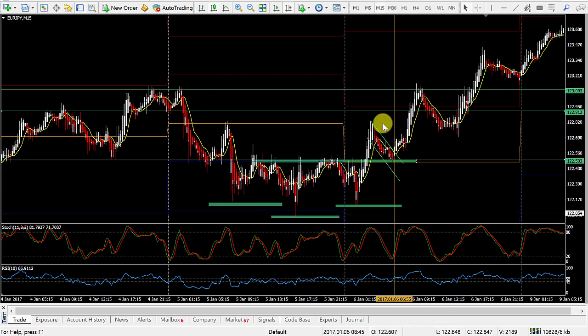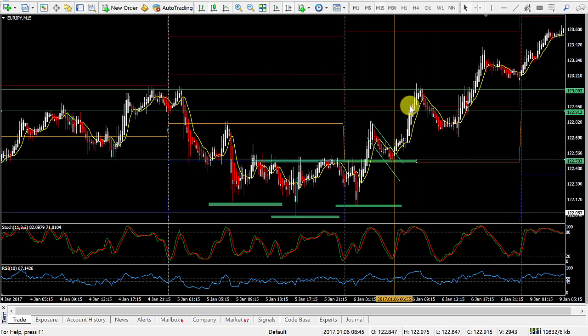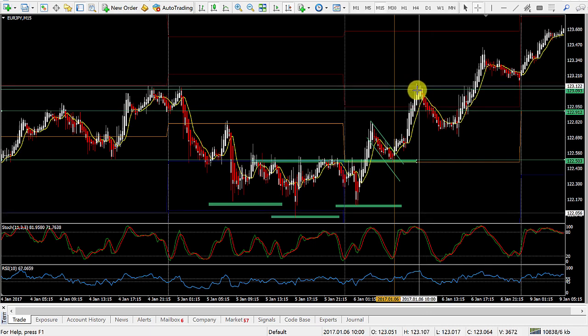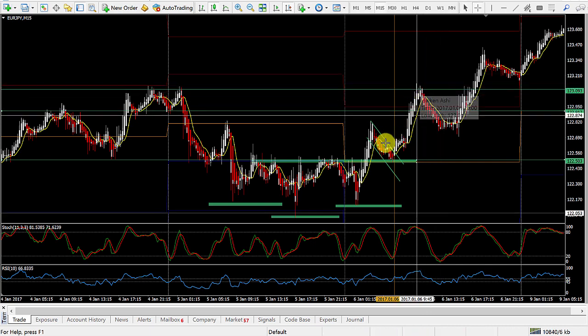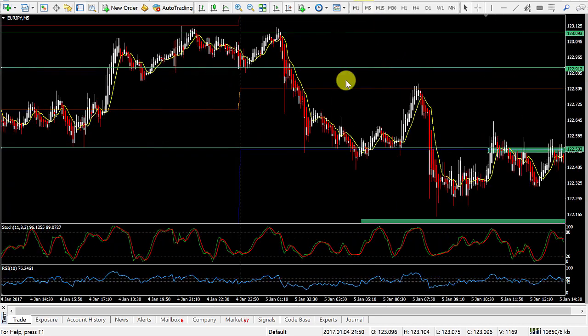If I get a super setup like this one, I like to ride it out as long as I can. This one didn't work, but most of the time these levels break after such a setup, which it did eventually. This is how we assemble a trade, basically.